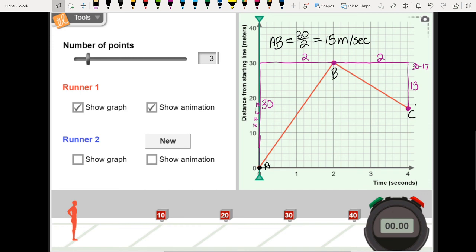So then to do the speed for BC, the speed is going to be 13 over 2. The distance, which was 13 meters, over the time, 2. And we get 6.5 meters per second.